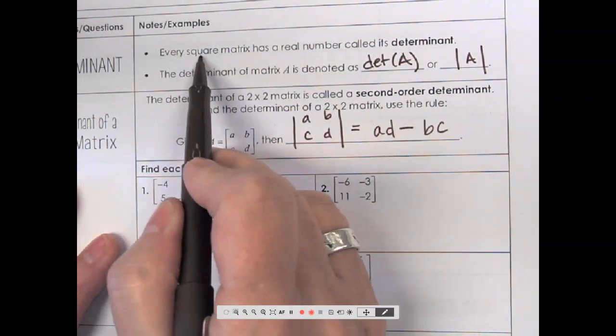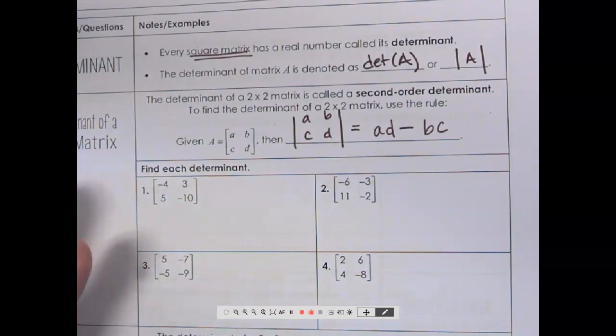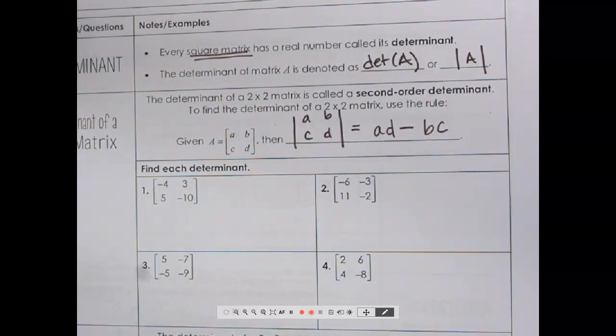Now, I want to jump back here for 1 second. Every square matrix has a determinant. What does square matrix mean? Yeah, 2 by 2, 3 by 3, 4 by 4, etc. So if it's a 1 by 4 or a 2 by 5 matrix, it just doesn't have a determinant. Okay, so this is how we find the determinants.